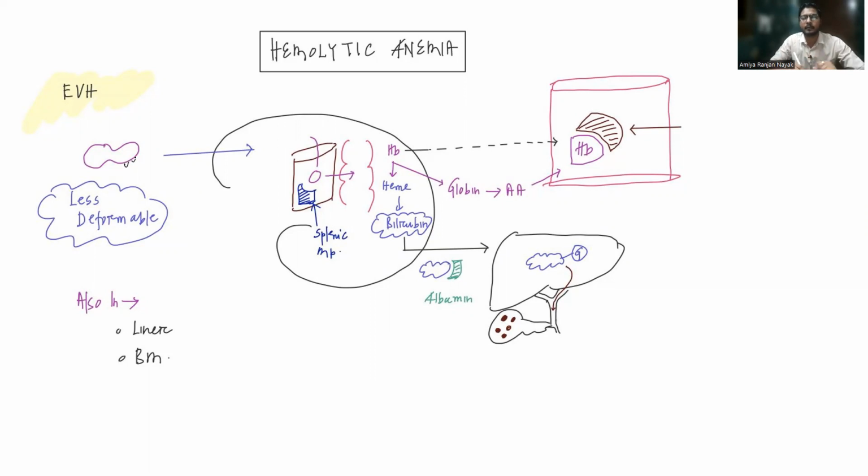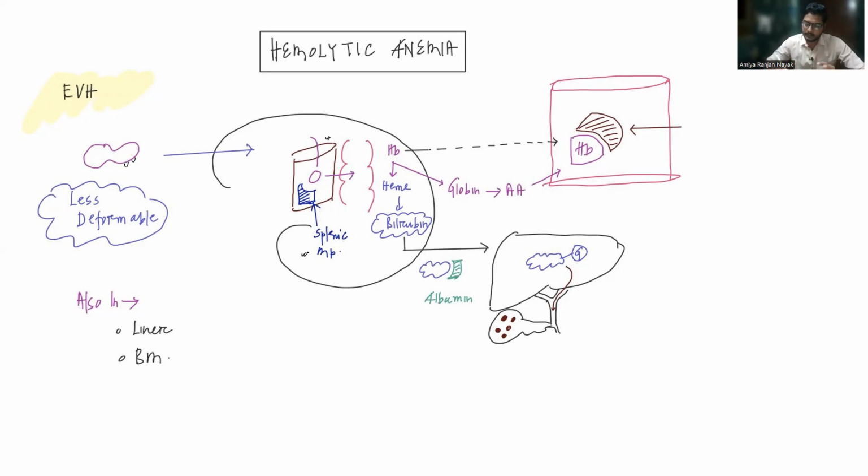And because they are less deformable, when they try to negotiate from the cords of Billroth in the spleen to the sinusoids, they will get trapped. And they will be identified by the splenic macrophages, which will phagocytose the RBC and cause destruction of the RBC.